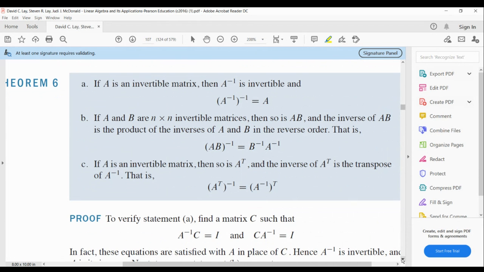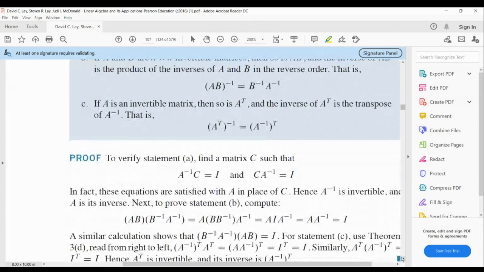Okay. Now, that's not hard to show. Let me show you why that's true. After every theorem, they have a little proof. This theorem isn't hard to prove. If you take A times B and multiply it by B inverse A inverse, matrix multiplication is associative, so we can regroup the multiplication.